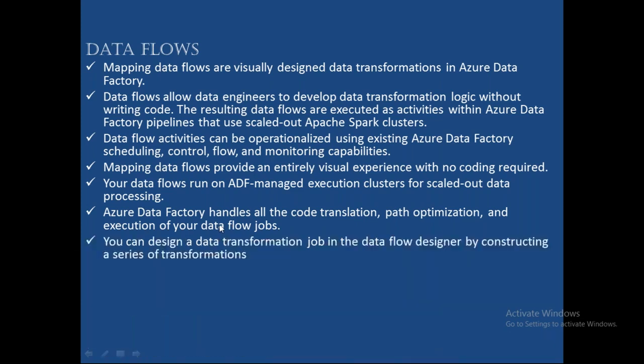You can design a data transformation job in the data flow designer by constructing a series of transformations. You create your data flow as a series of transformations. You use multiple transformations, and you put relations between them: how data should flow from one transformation to another, and what you need to do in each transformation. You put all those things together, and finally you create the data flow.